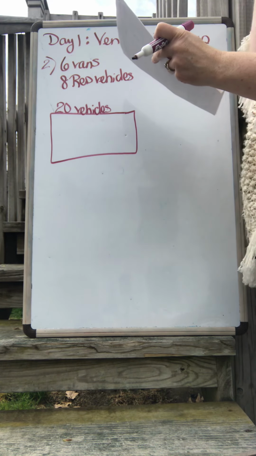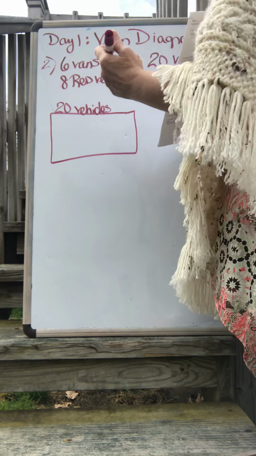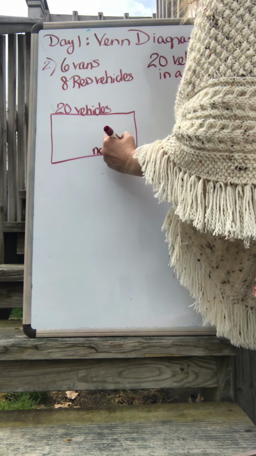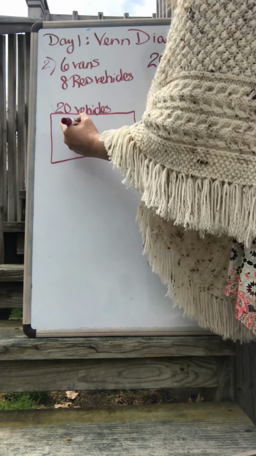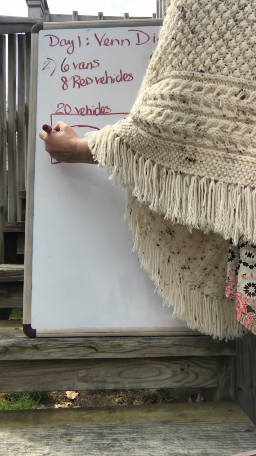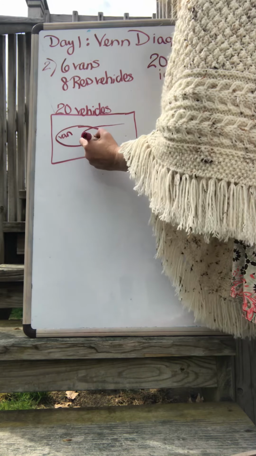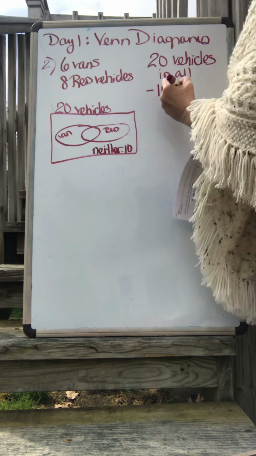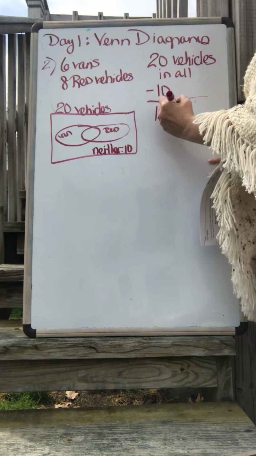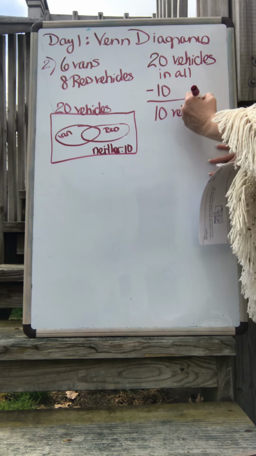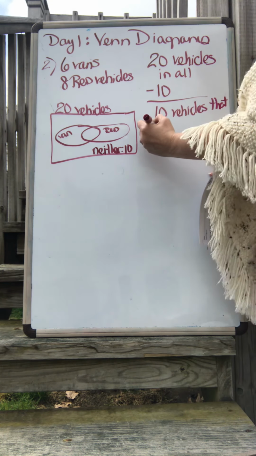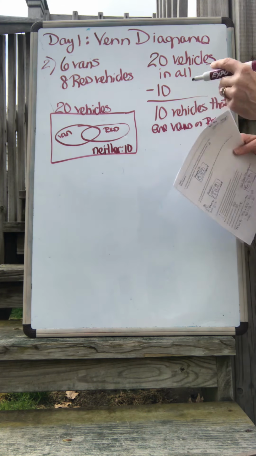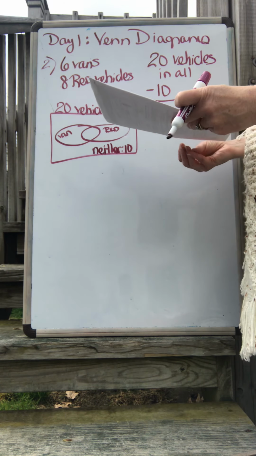Now, 10 are neither a van nor are red. So here's my neither. 10. So 10 are neither a van nor are they red. So if I take away my neither, I know I have 10 vehicles that are vans or red.